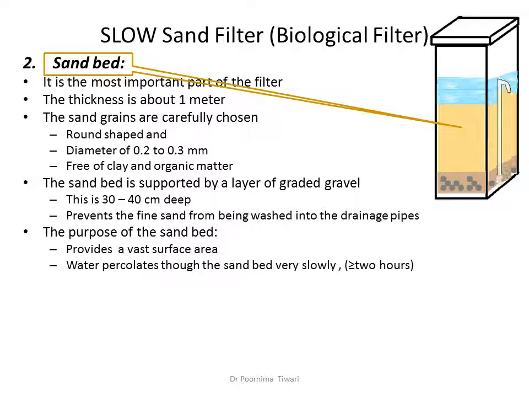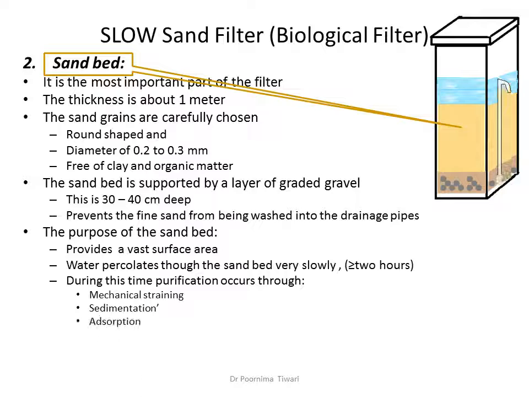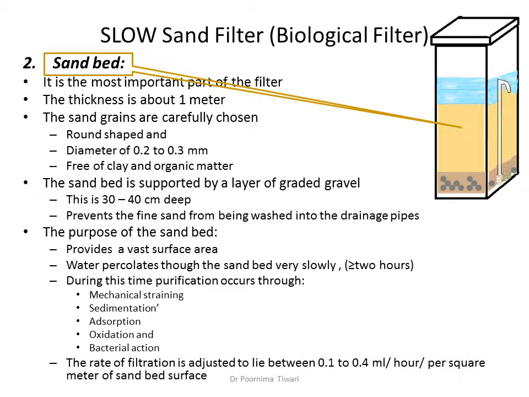It takes more than 2 hours. And during this slow percolation, purification of the water occurs through mechanical straining, sedimentation, adsorption, oxidation and bacterial action. The rate of filtration is adjusted so as to lie between 0.1 to 0.4 ml per hour, that is slow filtration, to enable the above mechanisms to take place and purify water.